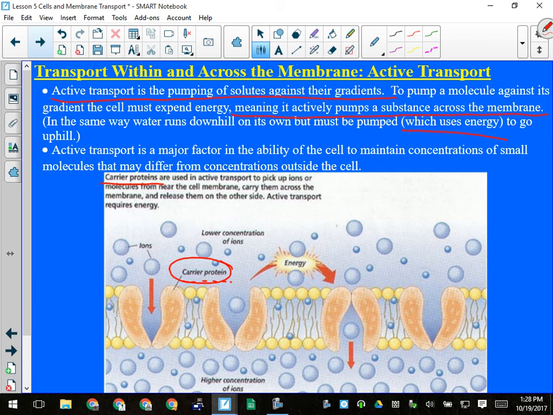Okay, so the big three: diffusion, osmosis, active transport. Those are the big three. What we're going to look at now are some ways that the cell can move things in or out of the cell involving changes in the shape and structure of the membrane. This is only changing the shape and structure of a carrier protein, not the entire membrane.